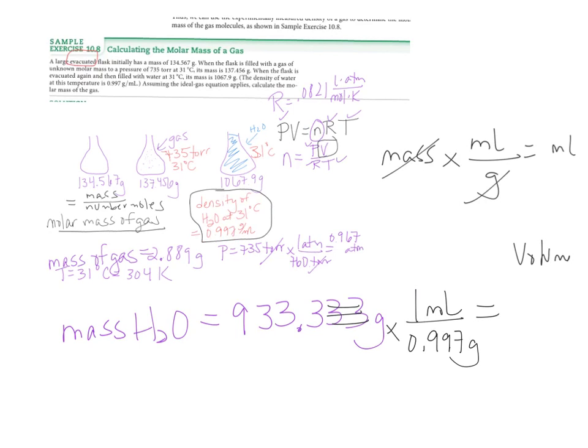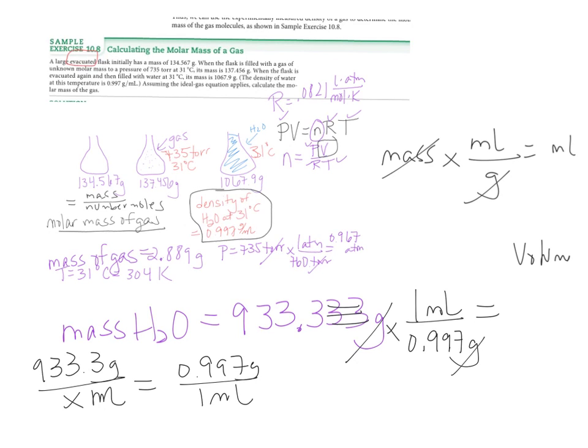You could also set this up as a proportion. I'll do that here. 0.997 grams are in every 1 milliliter of water. So if you have 933.3 grams, your volume is X milliliters. We're going to just multiply here. So grams cancel out with grams. We're going to do 933.3 times 1 divided by 0.997. And the volume turns out to be 936.1 milliliters. It should be in 3 significant figures, so I'm just going to use 936.